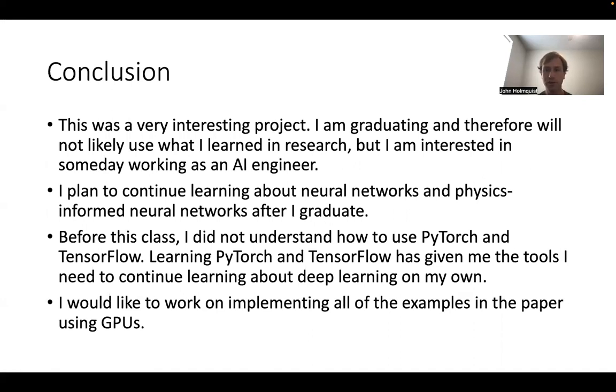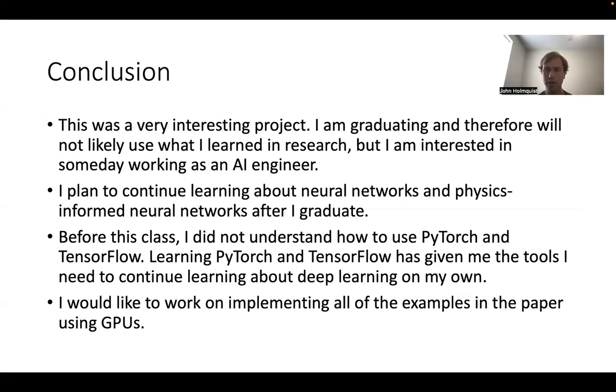So in conclusion, this was a really interesting project. I'm just a master's student and I'm graduating, so I won't really be using this in research immediately, at least not academic research, but I am interested in working as an AI engineer one day. I plan to continue learning about neural networks and physics-informed neural networks after I graduate. And this class was really good for that, because before I took it, I didn't understand how to use PyTorch and TensorFlow. And learning these frameworks has given me the tools I need to continue learning about deep learning on my own. To continue this research, I'd really like to work on implementing everything in this paper.